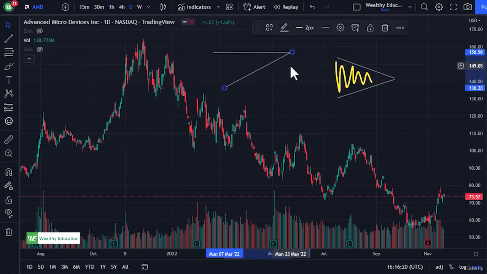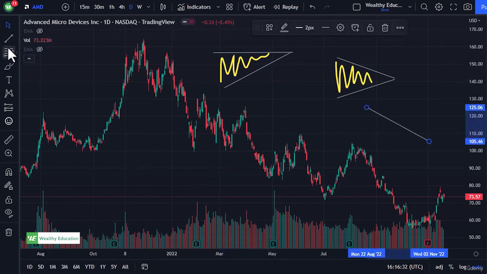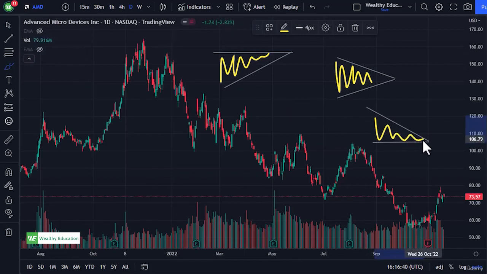You have an ascending triangle pattern, which is a couple of trend lines like this, where the buyers become more and more aggressive. In theory, you should go higher. And of course, you have the descending triangle pattern, which is just the exact opposite. The sellers are becoming more and more aggressive, and you should, at least in theory, break down from there.